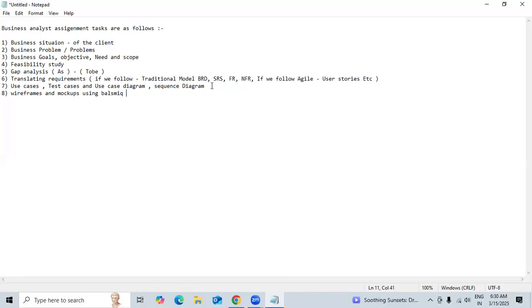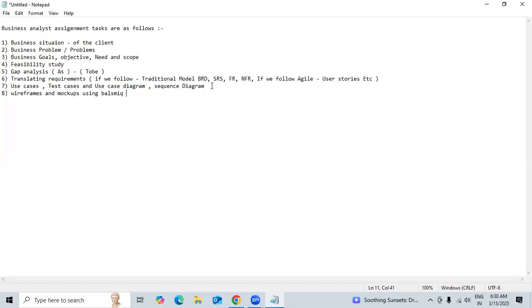Point number two, even though it is available, points will be underlined. For example, you want to know about the business situation or the problem. Don't expect the problem will be mentioned in the case study directly. By understanding the business situation, you have to grasp what problem or problems they were facing, right? So you need to identify that. That is point number two. Points will be underlined, you have to extract that.